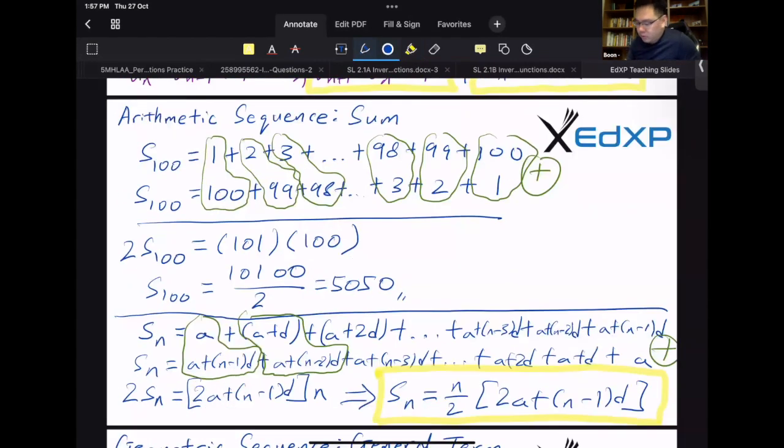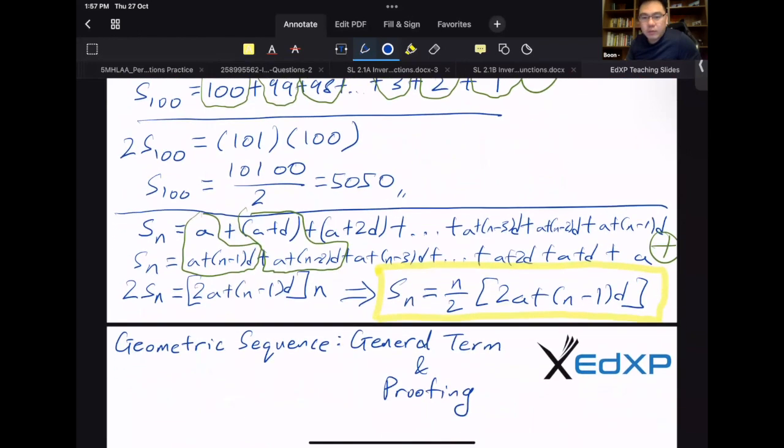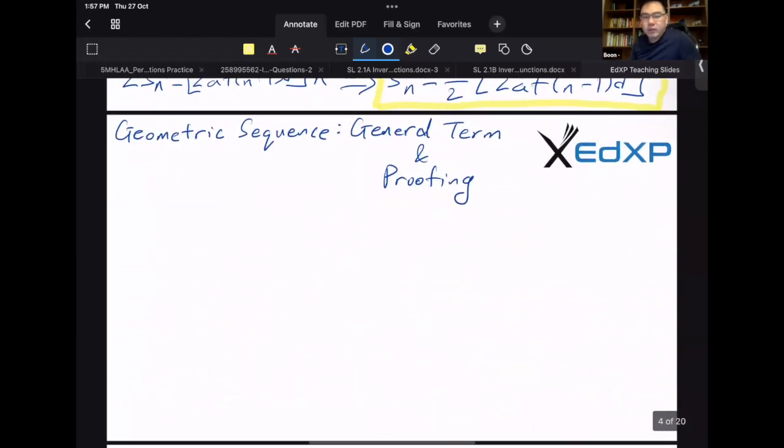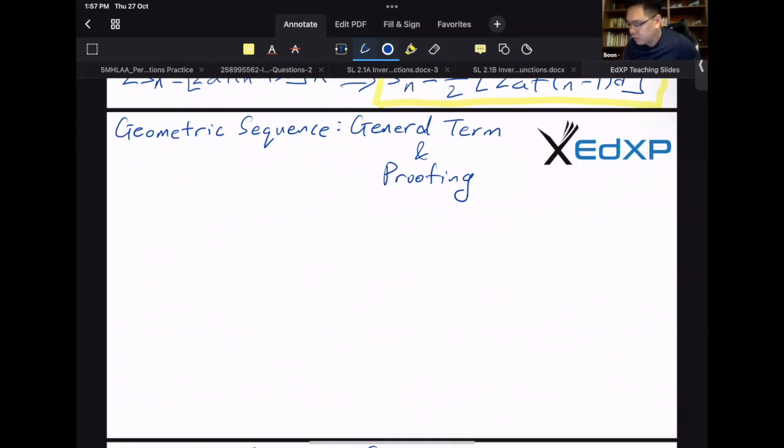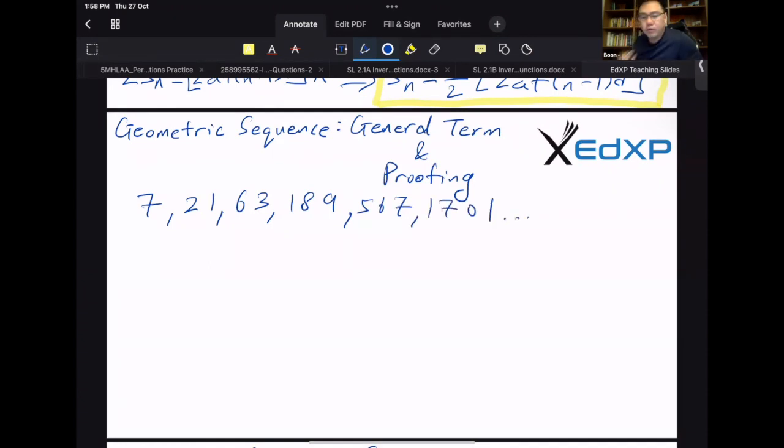I will move on to the next sequence in the syllabus, which is the geometric sequence. Let me give you an example. Same thing, we need to know the general term and the proving for this unique sequence. So let me give you an example. Let's say we have this sequence over here: 7, 21, 63, 189, 567, 1701. And I tell you that this is a geometric sequence.